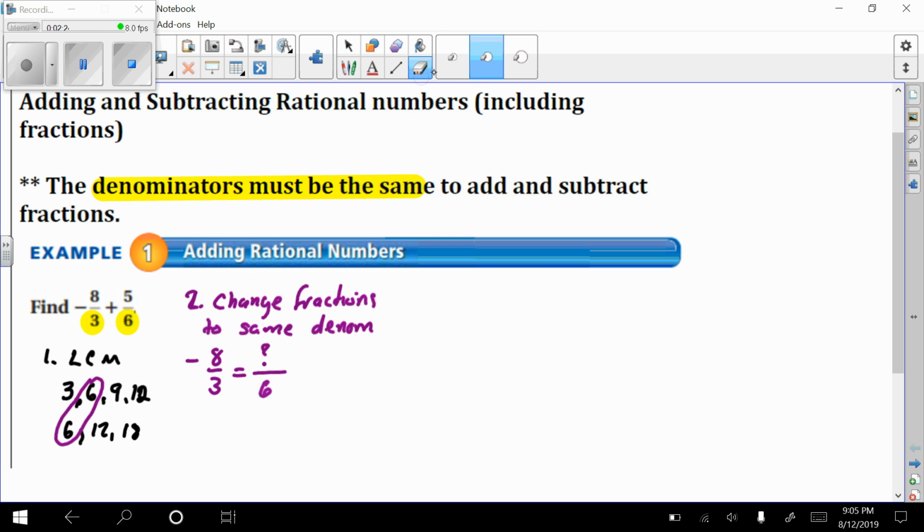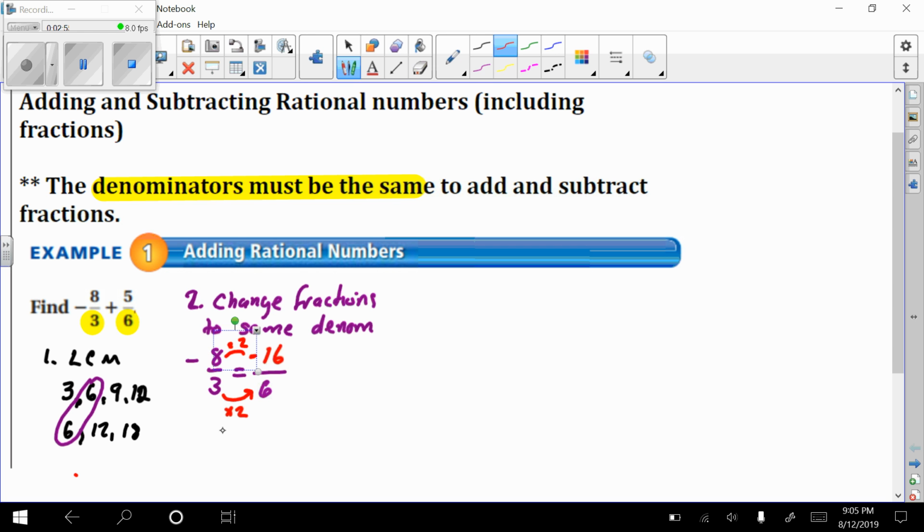Let me go ahead and erase that little question mark right there. And let's do a simple conversion here. If I have to go from 3 to 6, what did I multiply by? I multiplied times 2. So what I do on the bottom, I need to do on the top. Now this is a -8 times 2, so this is going to be a -16. So -8/3, the equivalent fraction is -16/6.